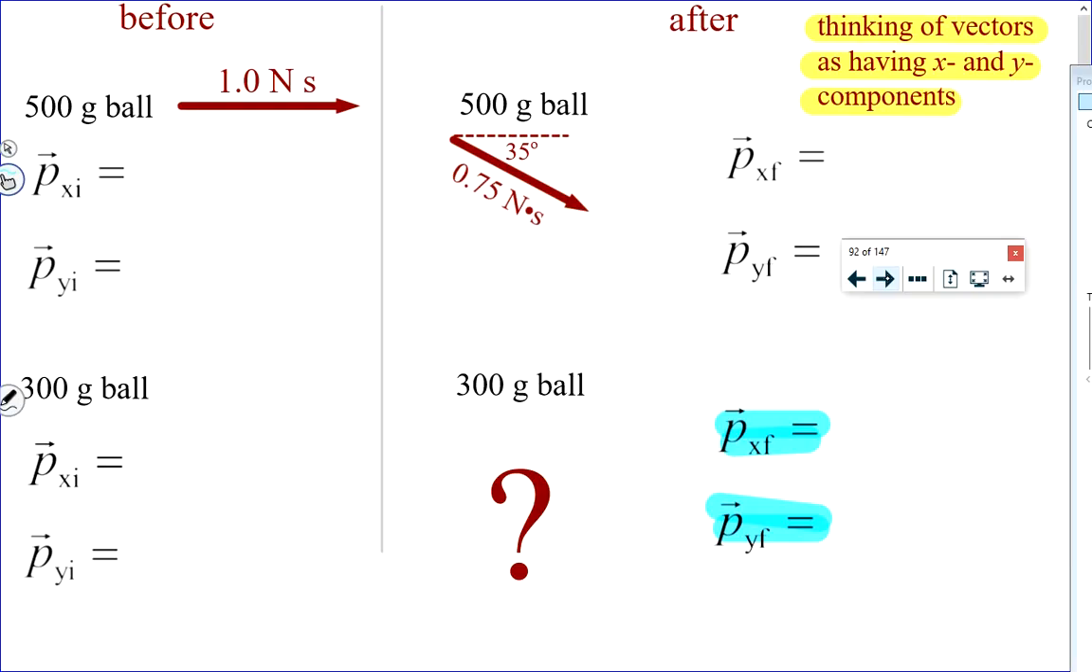A little hint with regards to the 500-gram ball's momentum after the collision: you need to determine the length of that blue arrow using trigonometry, and that will be the horizontal component of its momentum afterwards. And you also need to determine the length of that arrow, which will be the vertical component of its momentum afterwards. So I'm going to get you to pause the video, and when you have calculated those things, you can start the video again, and I will show you what I get for all of those.